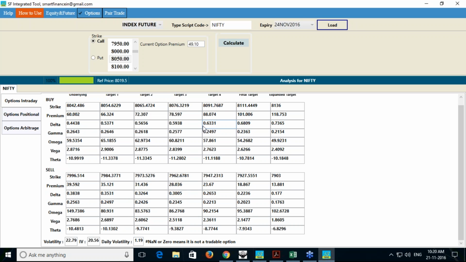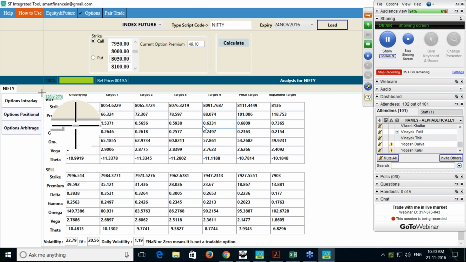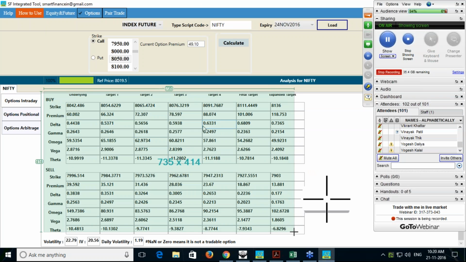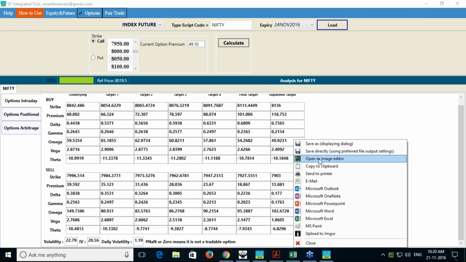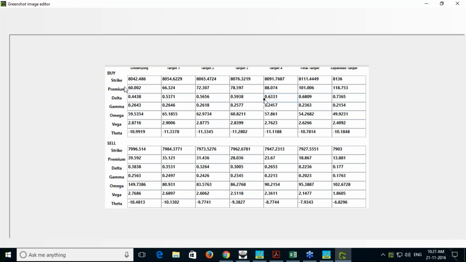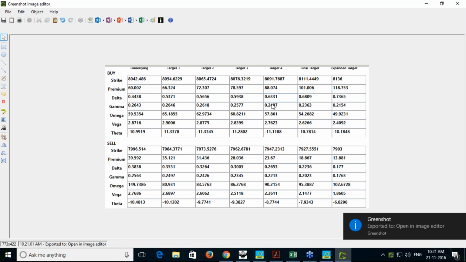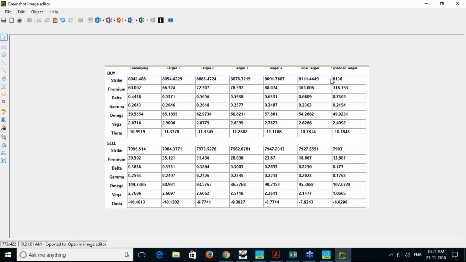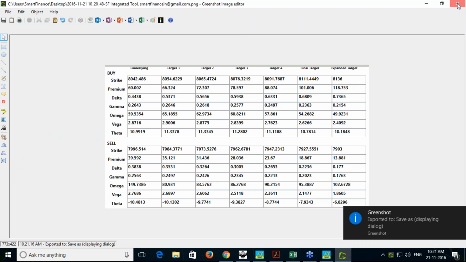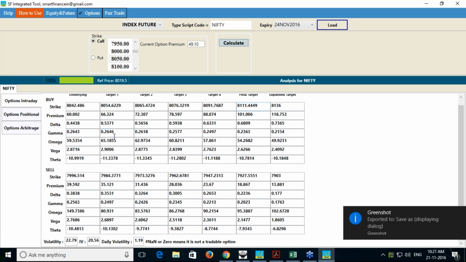For the 8050 call option, do record this particular event. If you are going to buy the 8050 call option at 60, keep 49.59 as your stop loss, and the targets will be 66, 72, 78, and then if it expands in a day to a target of 8136, you can get 118 rupees. So this is what it is telling. If the uptrend gives you that, buy the 8050 call option at the level of 60.